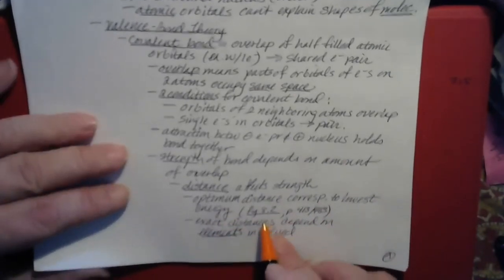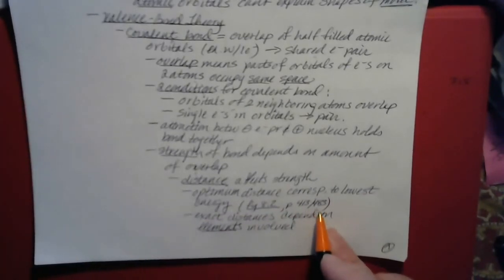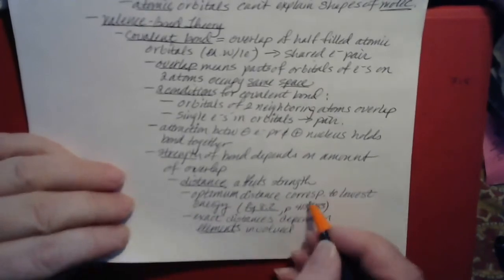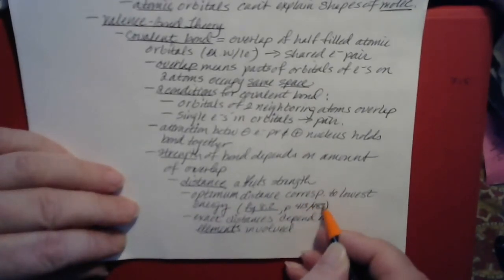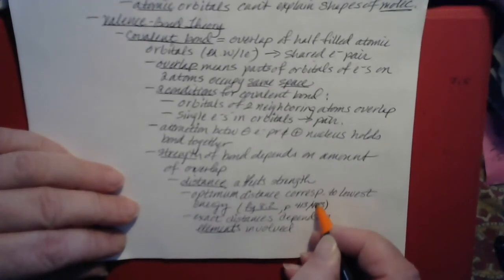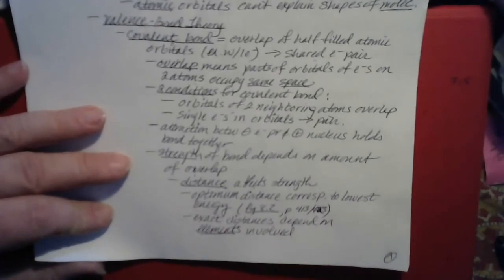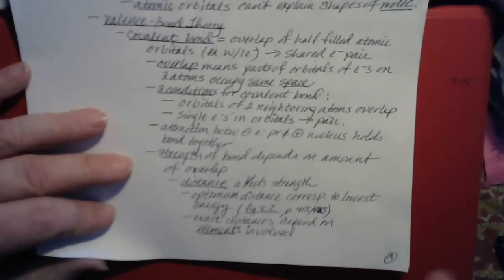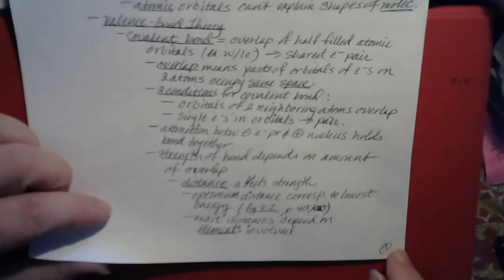They've reproduced that figure as figure 8.2 on page 413, or 423, I guess. That would have to be. The exact distances depend on the elements involved. So hydrogen will be at a shorter distance than something like, say, chlorine-chlorine bonds.